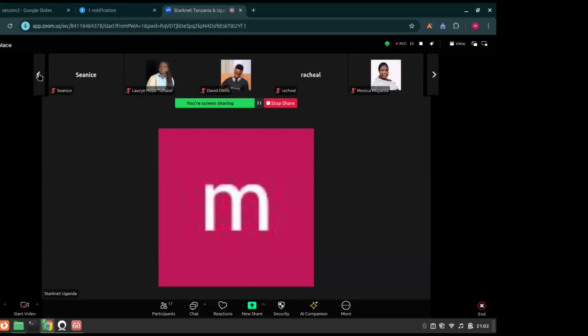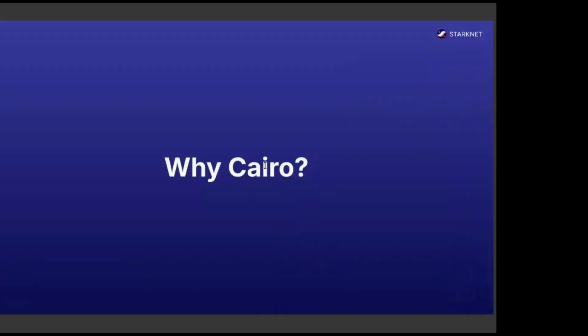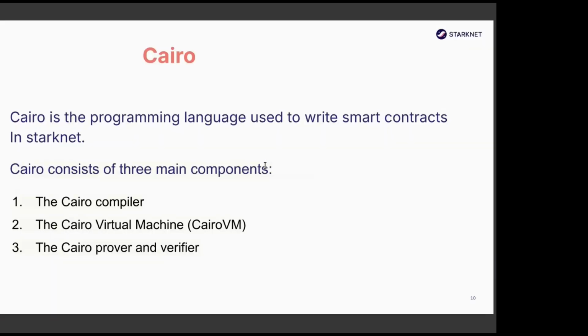Meanwhile, let us proceed. Smart contracts in Starknet are built in the Cairo programming language, and we are going to see why not just use Solidity. I've been using Solidity, but we are going to look at why Cairo, and what Cairo is as a language. Cairo is the programming language used to write smart contracts in Starknet.